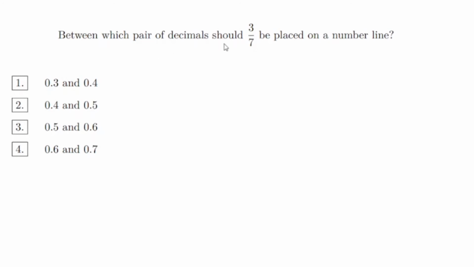Between which pair of decimals should 3/7 be placed on a number line? Well, we use long division to find out what 3/7 is, because we want to compare this with a bunch of decimals. So to use long division, we'll say, how many times does 7 go into 3? Well, 7 doesn't go into 3, but we put a decimal point here and add a 0 there, then put a 0 up there and put a decimal point. Then we can ask the question, how many times does 7 go into 30?